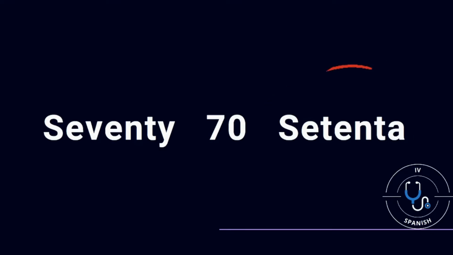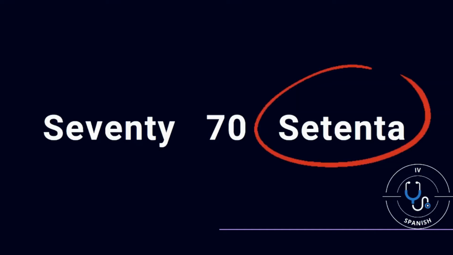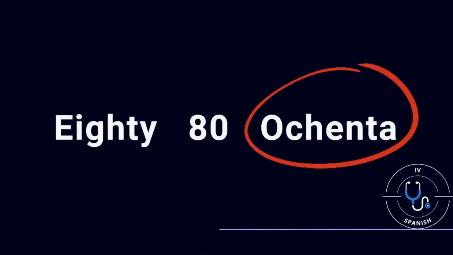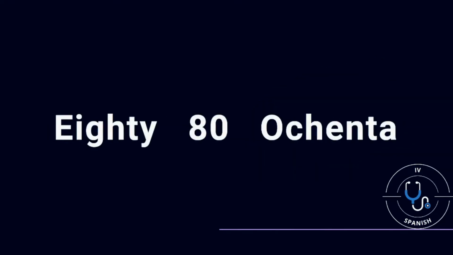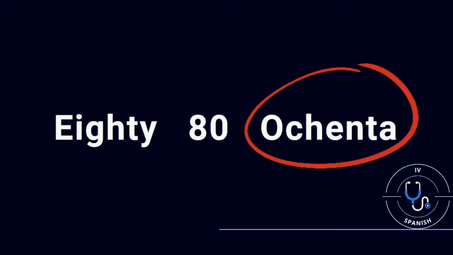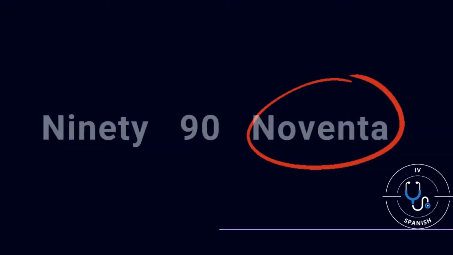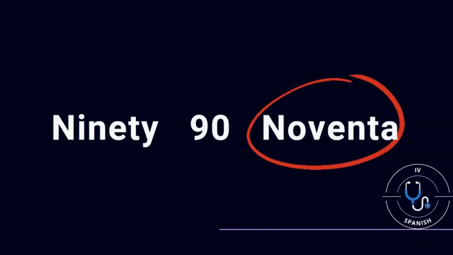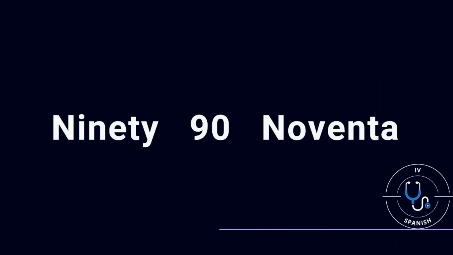That's an easier way to remember it anyways. And when you hear two T's, setenta, that means it's 70 because the T looks like a 7 to me. That's an easy way to remember. If it works, it works. Now let's keep going. 80, ochenta. 90, noventa.